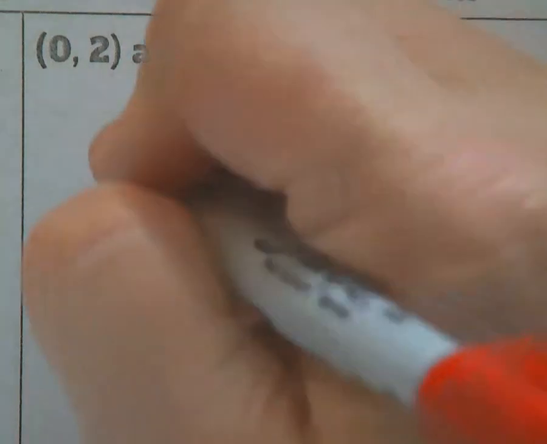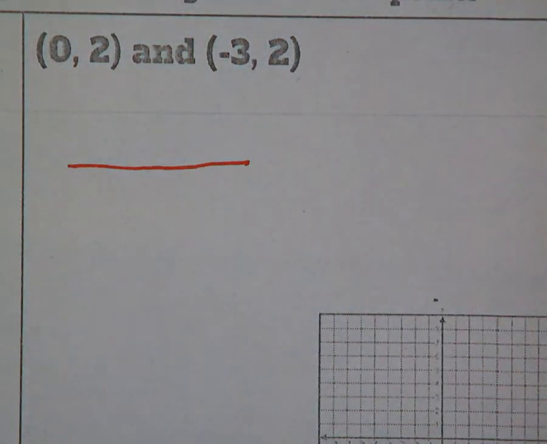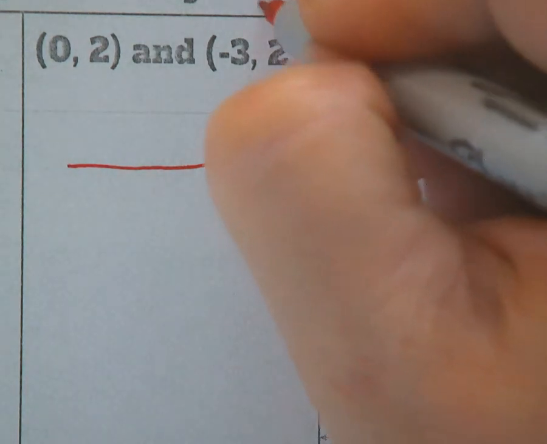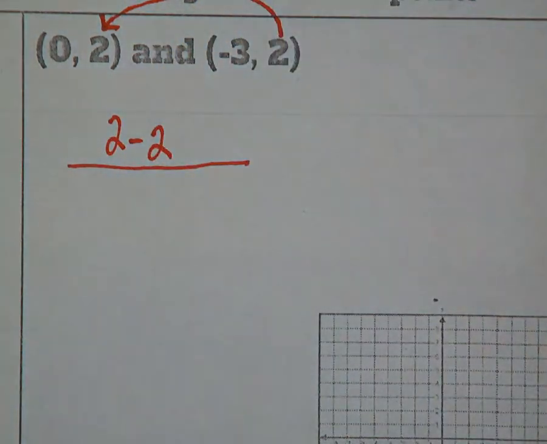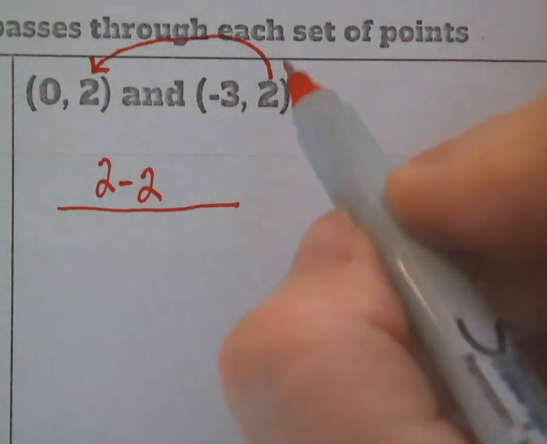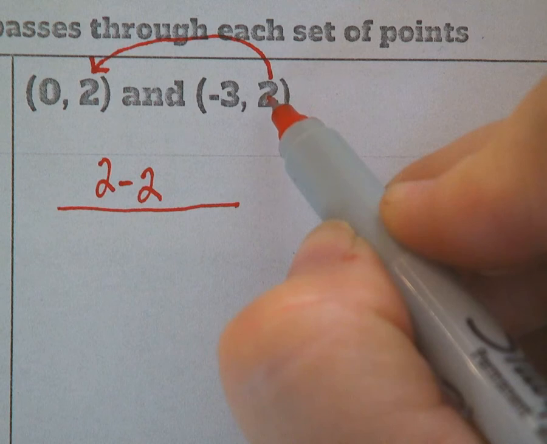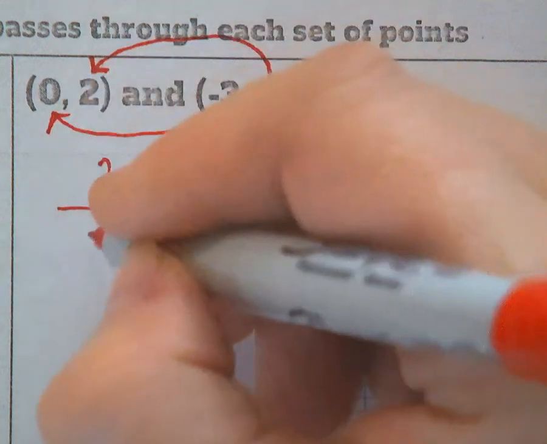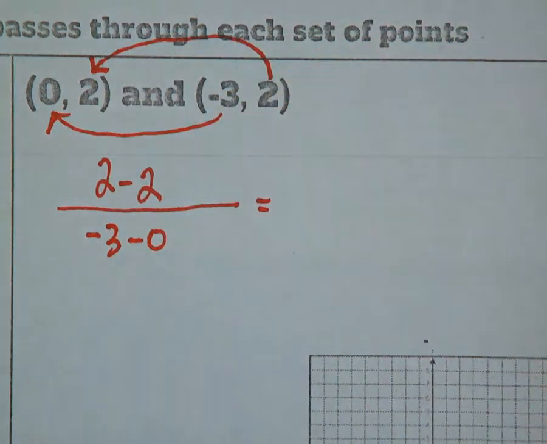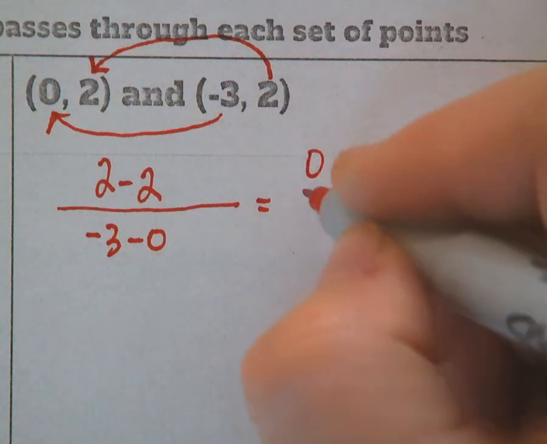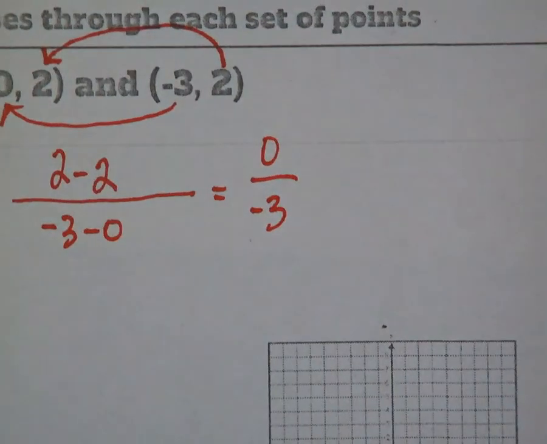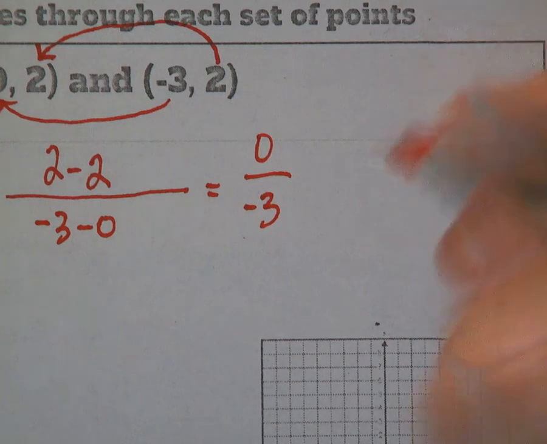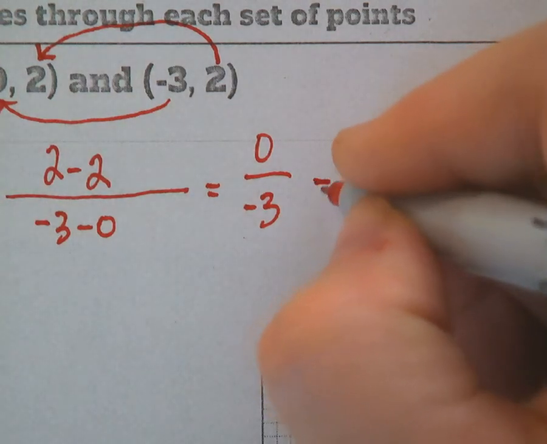Okay, let's try the next one. What are we going to write for y2 minus y1? 2 minus 2. We are subtracting the two y values. Now, since I started over here with this 2, I have to start with this x value, and I do negative 3 minus 0. What's 2 minus 2? 0. Does this equal 0 or does this equal undefined? Undefined. Try it on your calculator and see what it does.